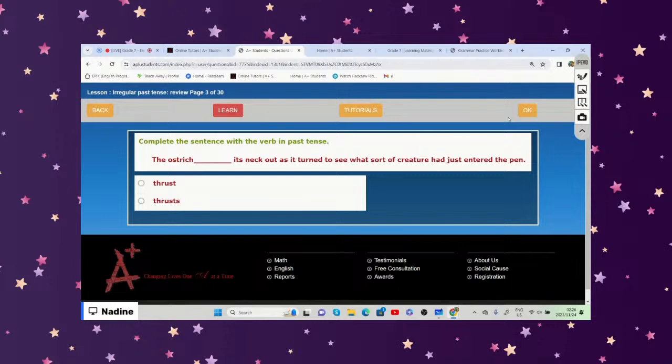Do we say the ostrich thrust or the ostrich thrusts its neck out as it turned to see what sort of creature had just entered the pen? So which one is the correct one?